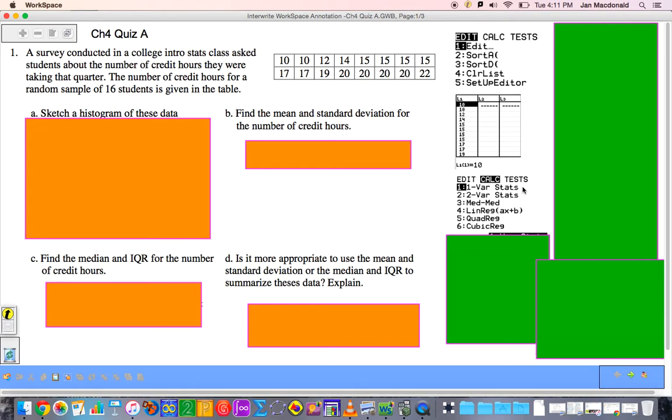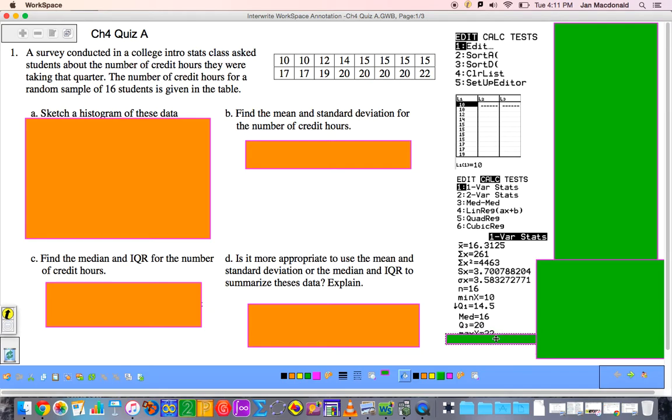We have one variable here. It is a quantitative variable and it's credit hours. So we would like to know our one variable statistics. So either you press the number 1 or hit enter. And voila! You get the one variable statistics for our data.